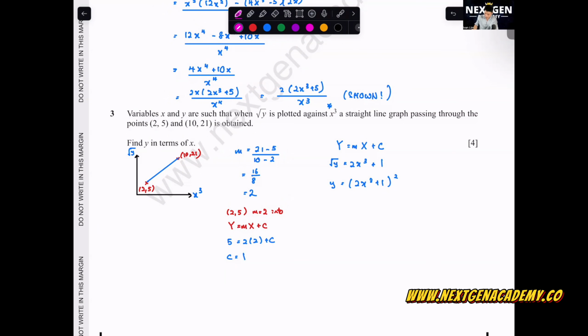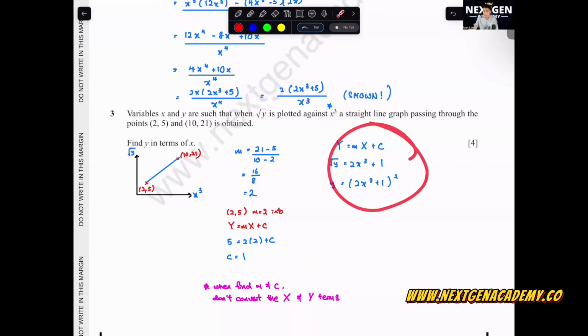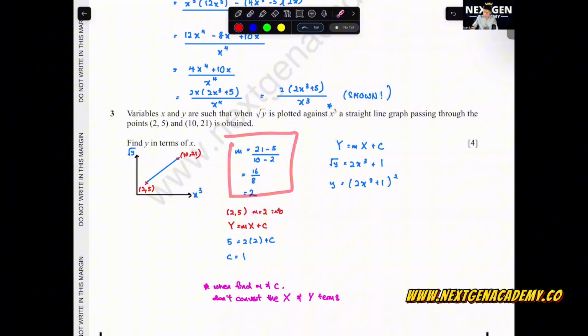Okay, so you can make a remark here. When finding m and c, don't convert the big X and big Y terms. Meaning don't go and convert it to square root y and x cubed. Only convert when you write down the final equation. Because a lot of students do the earlier part correct, but this part they do wrong. I see way too many common mistakes like this. Just remember step 1, step 2, step 3. Step 1, step 2, remain it. Step 3, only then you convert it.